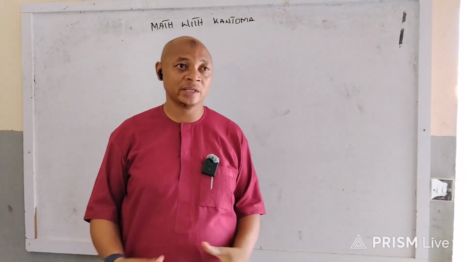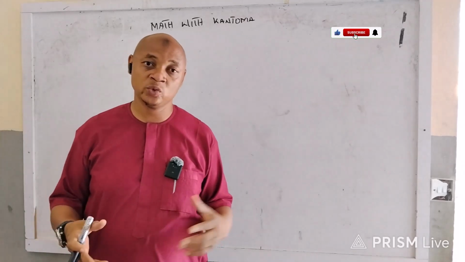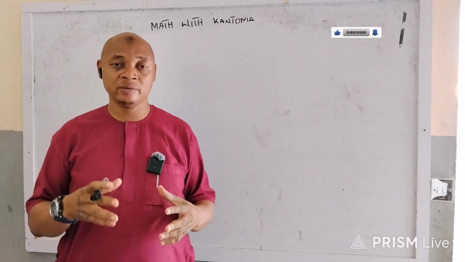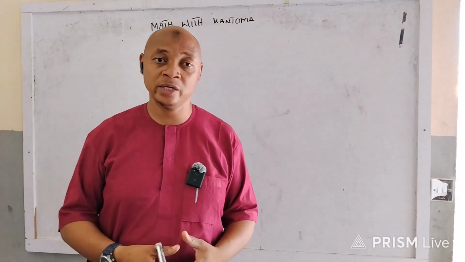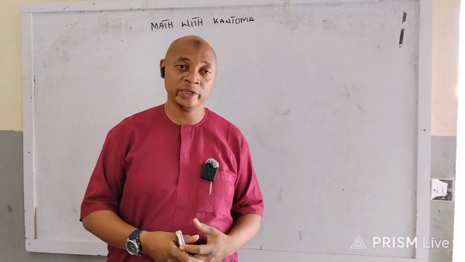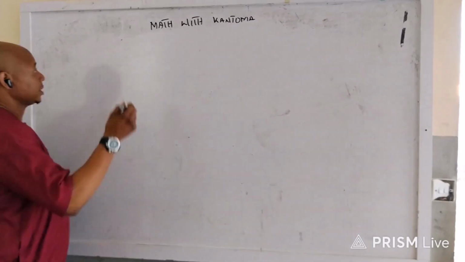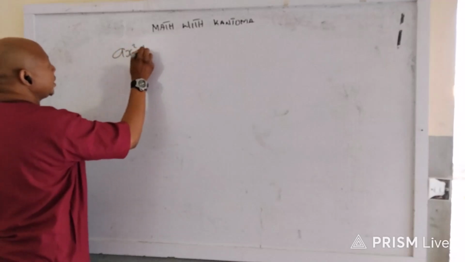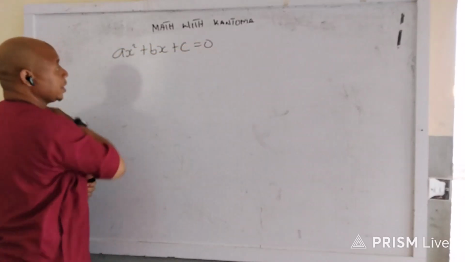In today's class, we will be solving quadratic equations using the completing the square method. Before then, we'll be looking at the steps or the rules involving solving any quadratic equation using the completing the square method. So now, the first thing we look at: suppose we have an equation ax squared plus bx plus c equals 0, where this is a quadratic equation.